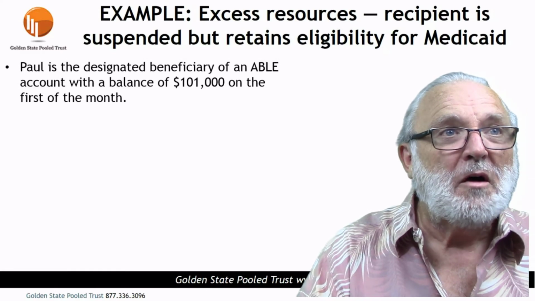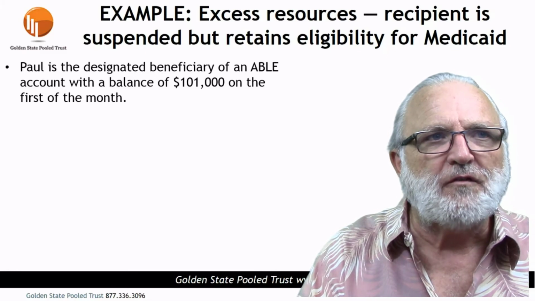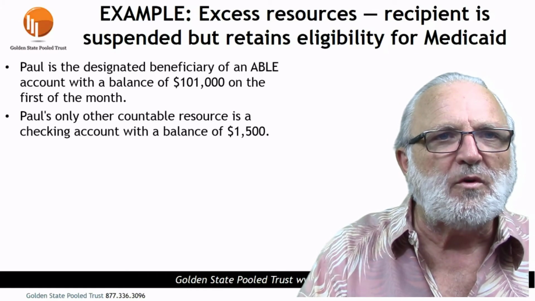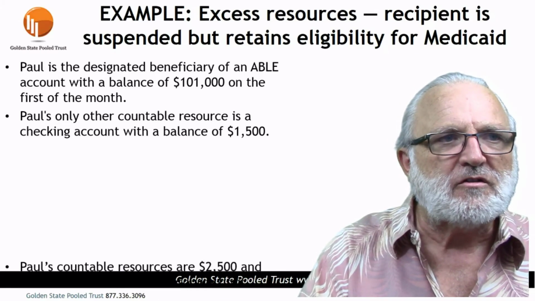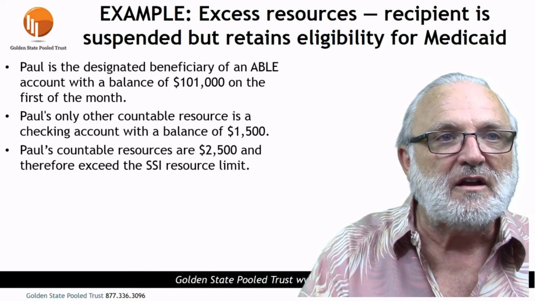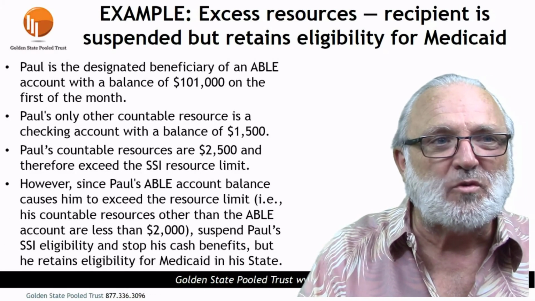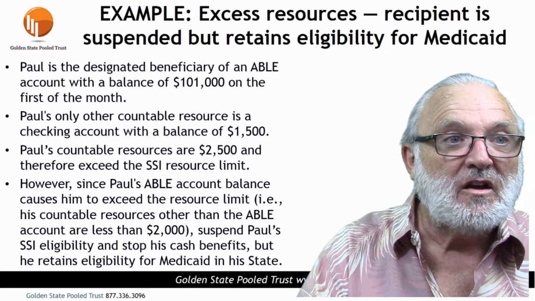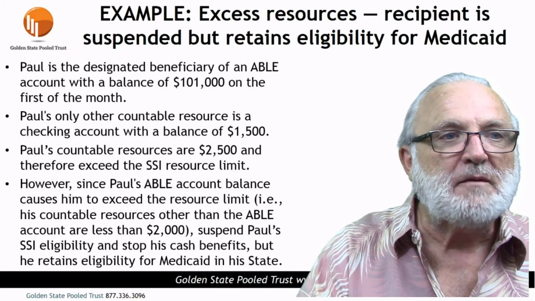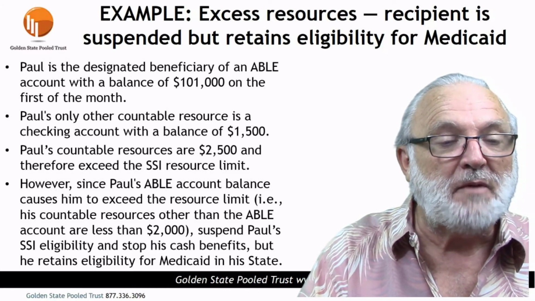So here's an example. Paul is a designated beneficiary of an ABLE account with a balance of $101,000 on the first of the month. Paul's only other countable resource is a checking account with a balance of $1,500. Paul's countable resources are $2,500 and therefore exceed the SSI resource limit. However, since Paul's ABLE account balance caused him to exceed the resource limit, that is, his countable resources other than the ABLE account are less than $2,000, suspend Paul's SSI eligibility and stop his cash benefits, but he retains eligibility for Medicaid in his state.